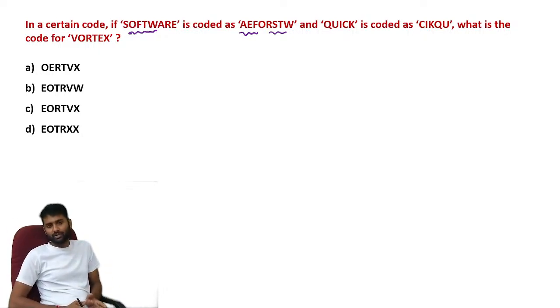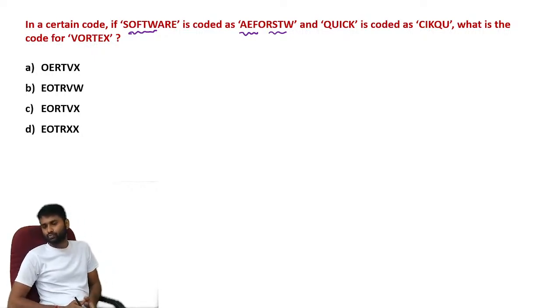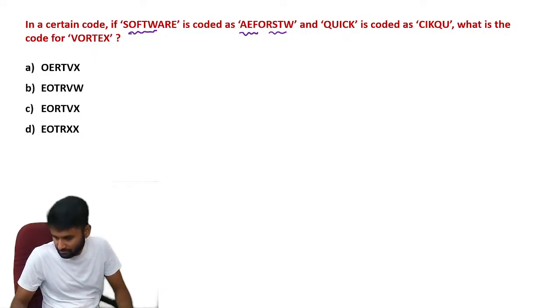Now, can anyone tell me the logic here? How is software coded as A, E, F, O, R, S, T, W? And will be coded with 5 different letters, then how is vertex coded? I need the logic for this question. I will check your comments, guys. Now, the important logic: this model was repeated almost 3 times in Accenture. Same logic, not the same question. Logic.